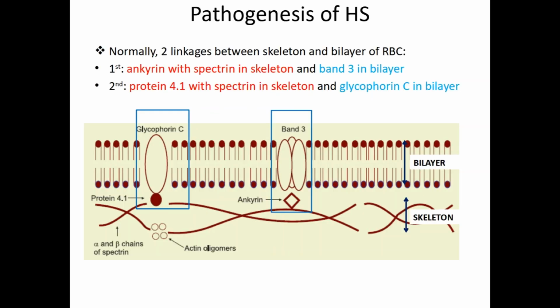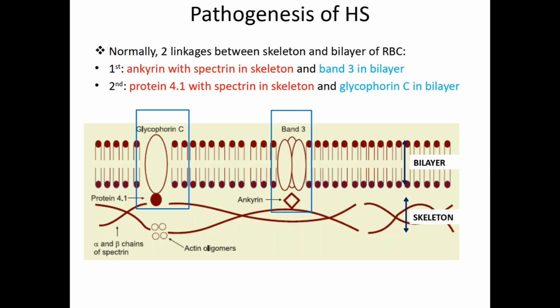To understand the pathogenesis, we'll have to look into this diagram. Each RBC will have a phospholipid bilayer, and below it there will be the cytoskeleton. Using various anchoring proteins, there will be contact between this phospholipid bilayer and the cytoskeleton. In HS, one of the anchoring proteins will be deficient, and this deficiency will lead to a decoupling of the phospholipid bilayer and the cytoskeleton.